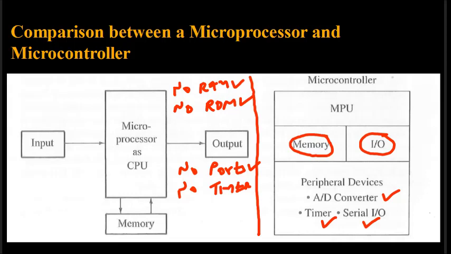Microcontrollers are generally used for embedded system design. Of course microprocessors are also used, but microcontrollers are more preferred. Now it is not that microprocessors don't have RAM, ROM, ports, input outputs and timers, so they are not preferred.